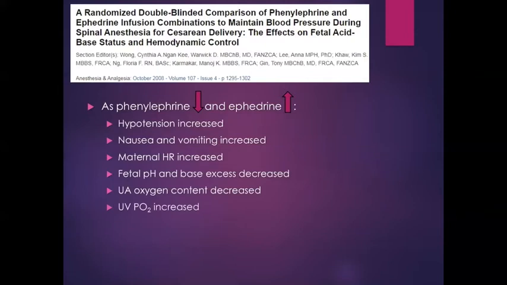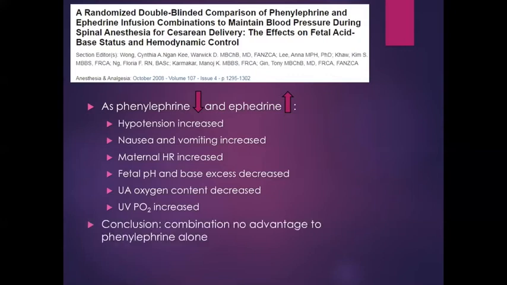So when varying combinations of phenylephrine and ephedrine were given by infusion to maintain arterial blood pressure during spinal anesthesia for cesarean delivery, as the proportion of ephedrine increased, hemodynamic control was reduced and fetal acid-base status was less favorable. They concluded that combinations of phenylephrine and ephedrine appeared to have no advantage compared with phenylephrine alone. But that still doesn't tell us what the optimal dosing range is for phenylephrine.